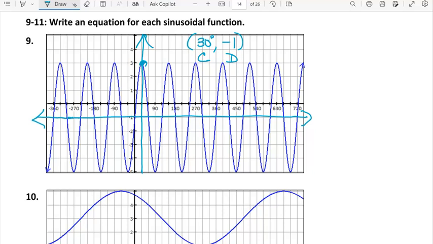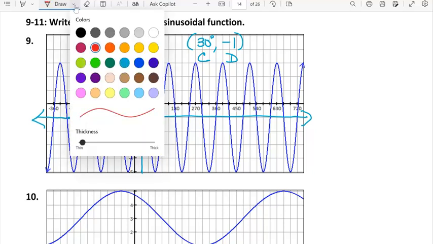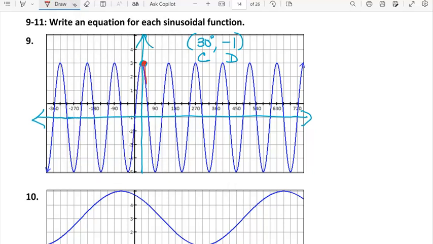From here, I have to recognize that one cycle starting at that point goes from peak to peak, so that would be a cosine function. So I know some things already. I know it's a cosine. I know that C and D are 30 degrees and -1.